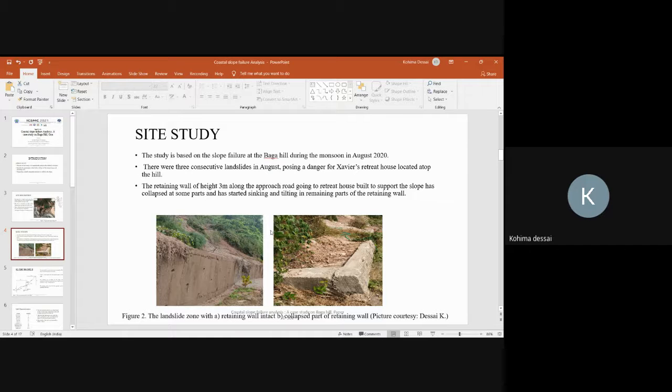So the figure shows the tilted part and the landslide zone of the retaining wall. The first figure shows the retaining wall, which is intact but tilted. And the second figure shows the collapsed part of the retaining wall.